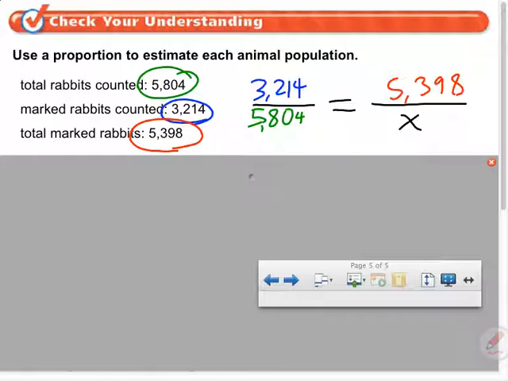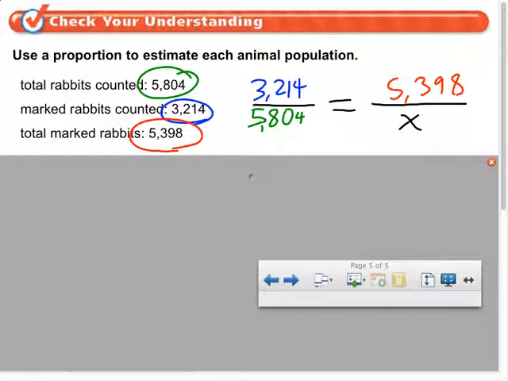Okay? Think about it this way. We have our capture step, right? We're not capturing all of the deer or all of the rabbits. We're capturing some of them, tagging them, and then letting them go back into the population. The big number is always going to be on the bottom for this situation. The part of the whole population that's tagged is the numerator. Got it? That ratio is going to be equal to the ratio of the recapture.